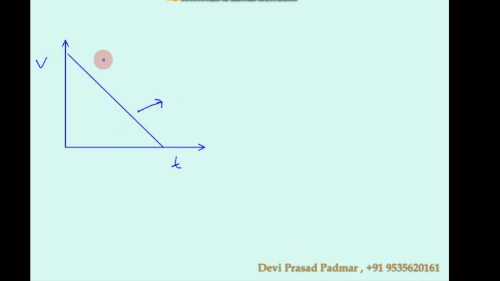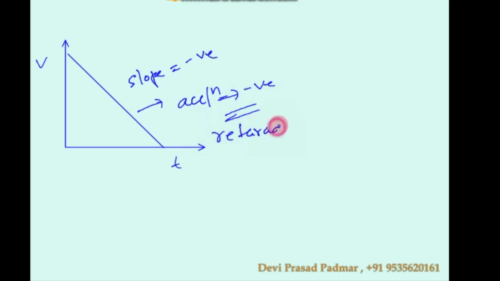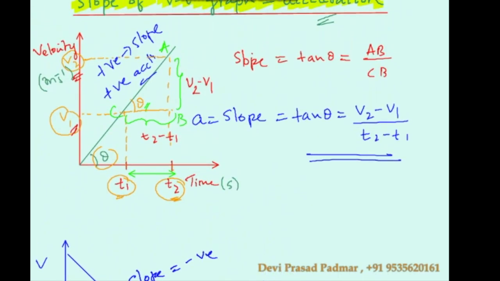For example, if you have a graph of v and t, and velocity decreases with time, correct? Therefore slope will be negative. That means acceleration is negative. Negative acceleration is nothing but retardation. So this is how we can calculate acceleration or retardation from a VT graph.